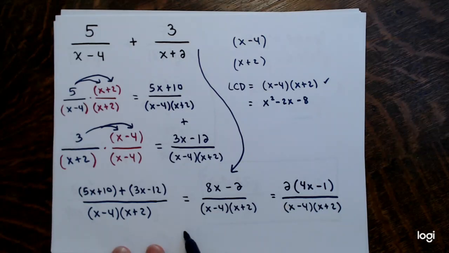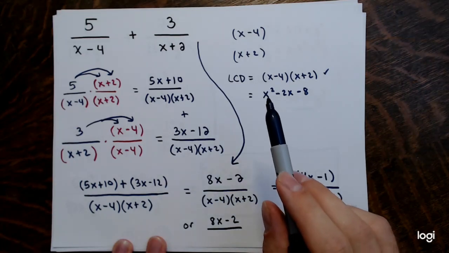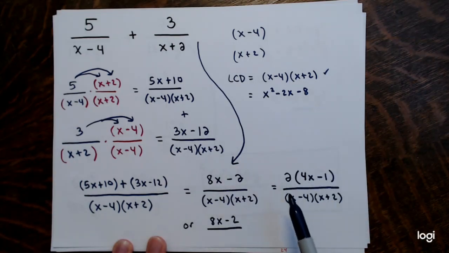You could also multiply everything out. Keep the numerator as 8x minus 2. And then the denominator, since it's simplified, right, there's no common factor, multiply everything out, and the denominator is x squared minus 2x minus 8. You can write that as well. All three of these things here are the same.